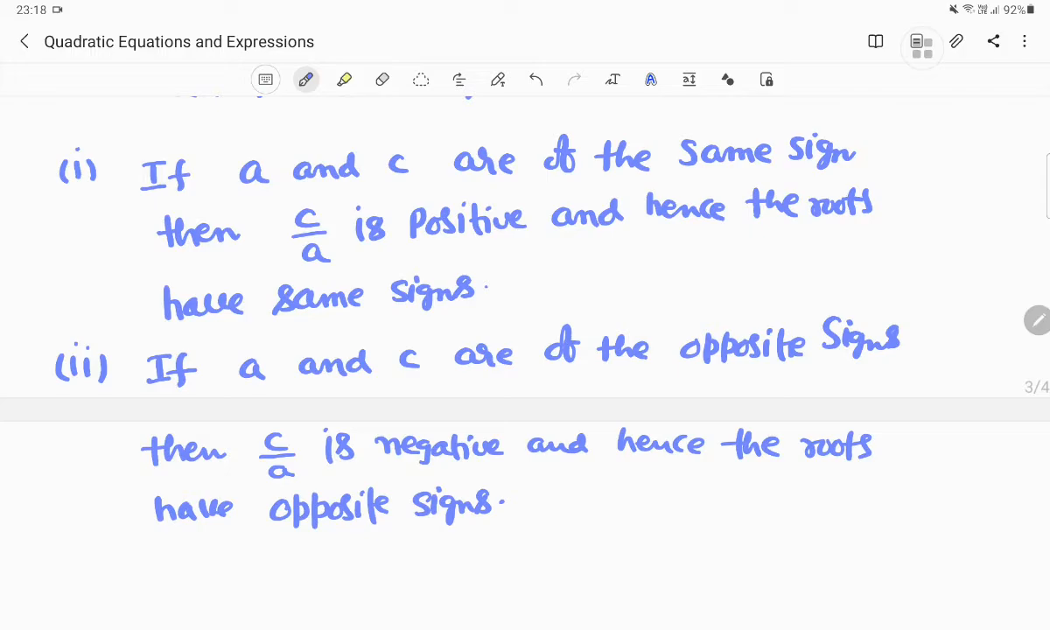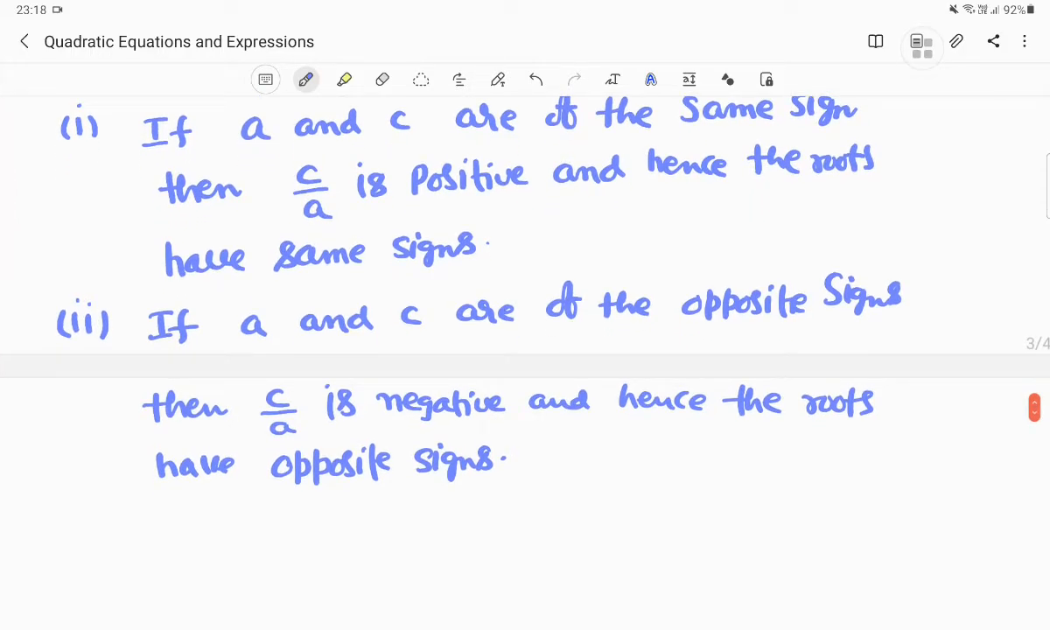So observe carefully in the quadratic equation. By observing the values of a and c, we can conclude that if a and c have the same sign, then c by a is also positive, so the roots have the same sign. If a and c have opposite signs, one is plus, another one is minus, the roots have different signs. This is the first property. In that first property both you can conclude in one, but according to convenience we are writing it as a second. Two important points.